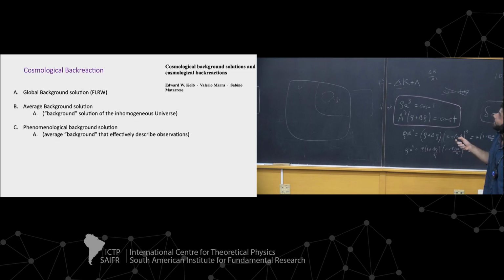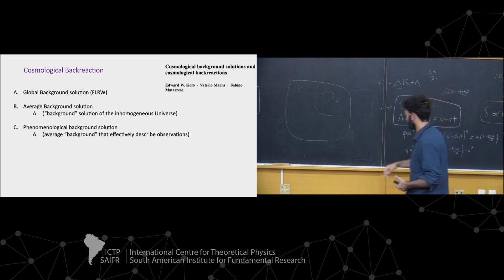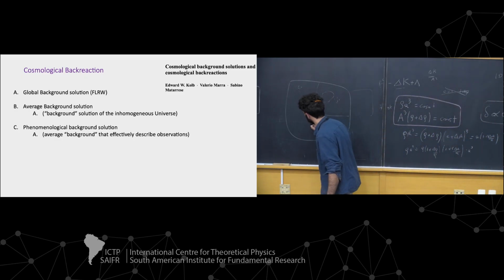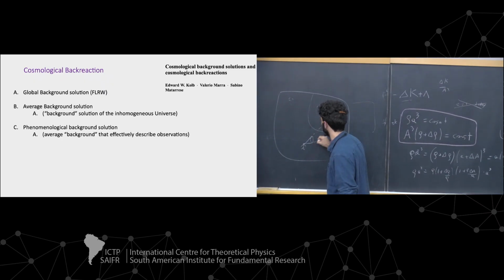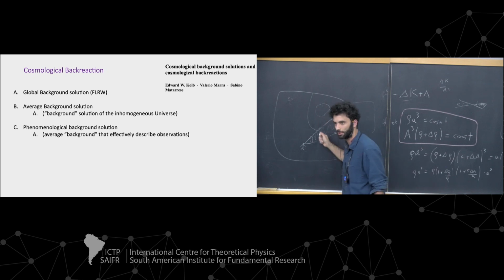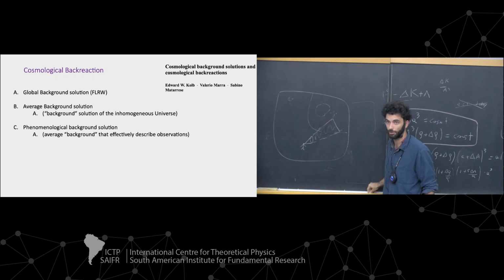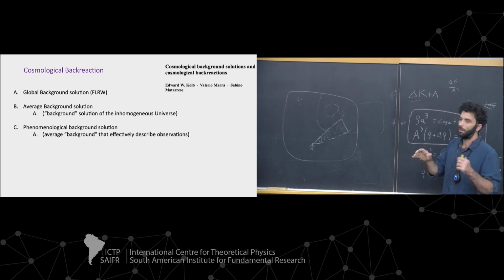And then I can have a phenomenological background solution, which is us with a telescope looking along our light cone, and then taking an average over this light cone, coarse graining, and then getting again a background solution. If those three things are identical, there's no back reaction. Any other circumstance is a back reaction.